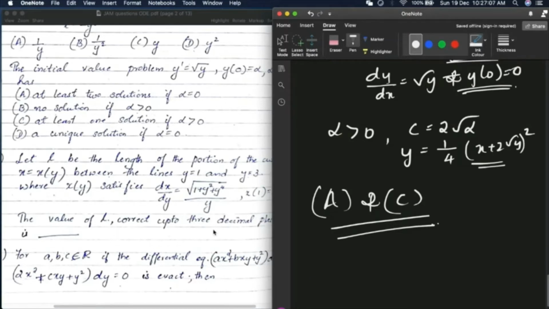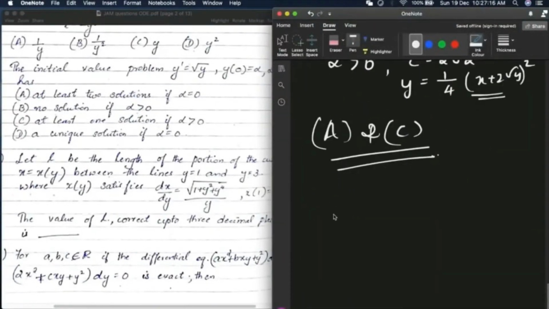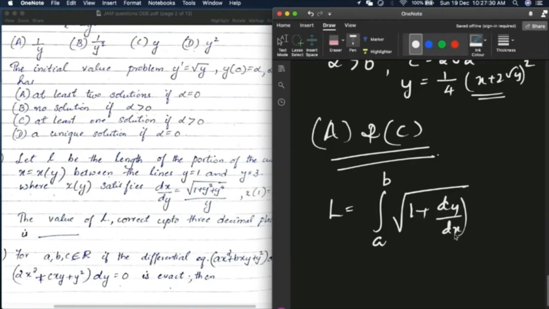Next is a problem on arc length. Do you know the formula for arc length of a given equation y equal to f(x)? Ma'am, from A to B, integral A to B, root of 1 plus f dash squared. Correct. This is the formula to find the arc length.